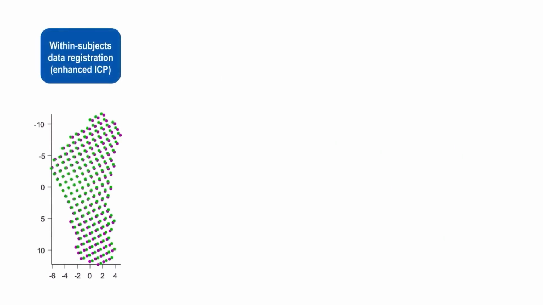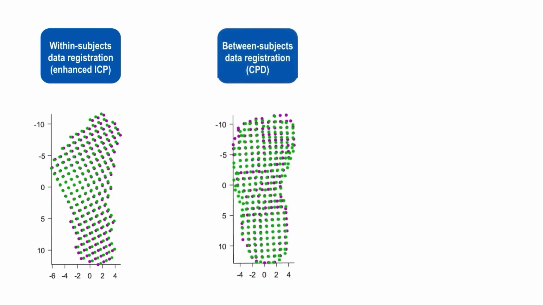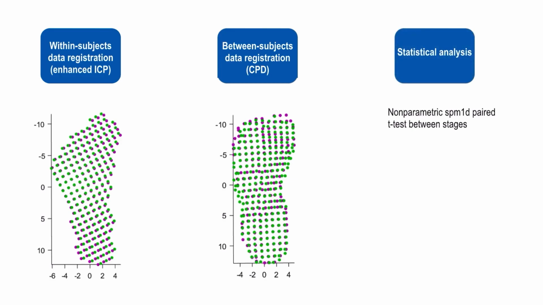In our processing framework, we consider homologous pressure events by performing within-subject registration with an enhanced iterative closest point algorithm and between-subject registration with the coherent point drift algorithm. Statistical analysis was finally undertaken with a non-parametric SPM1D paired t-test between walking stages and non-parametric SPM1D linear regression between pressure and body weight.